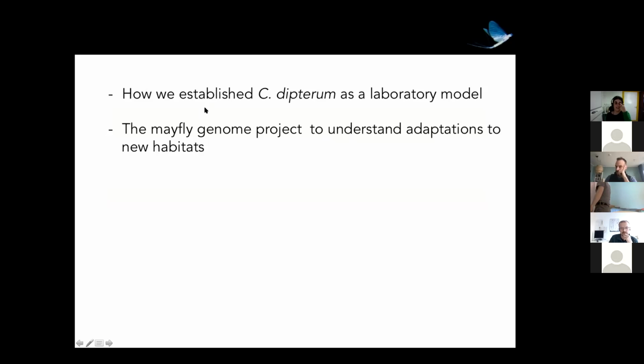My talk is going to go first a bit about how we established Cloeon dipterum as a laboratory model. And also I'm going to tell you about the genome project and what we discovered sequencing the genome of Cloeon dipterum.